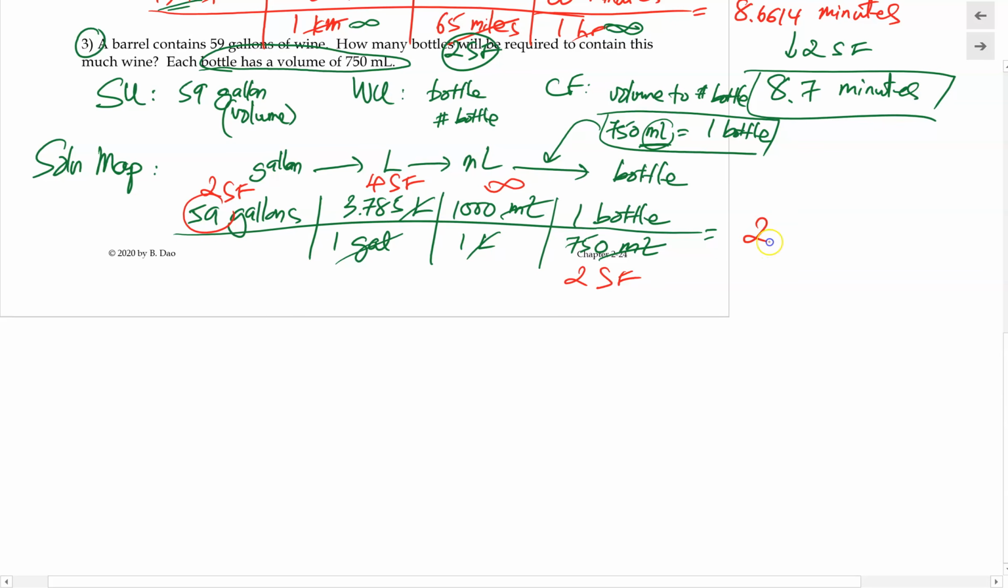So in this case, the unrounded answer is 297.75 bottles. And now we need to round this to 2 significant figures. So this would equal, and in this case we have to write this in scientific notation, right? Because it's not possible for us to express this value to 2 significant figures in decimal form. So equal to 3.0 times 10 to the second bottles.